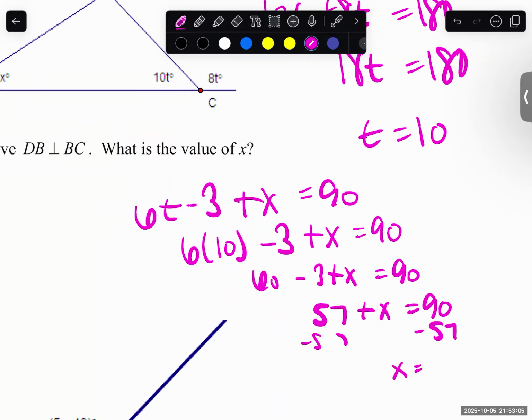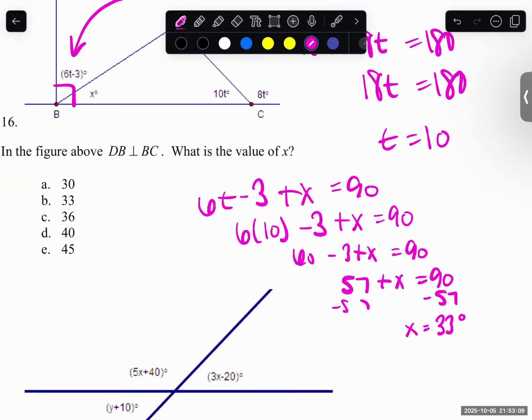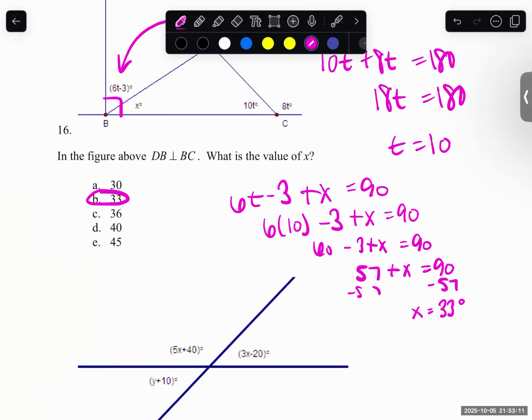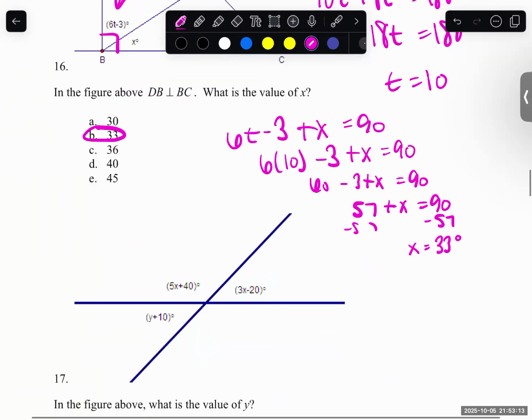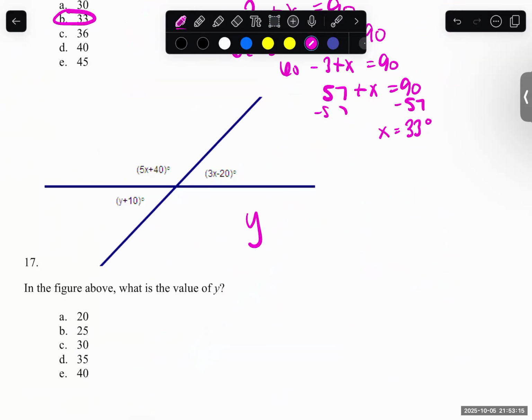Therefore, x is equal to 33 degrees. And there it is. Great. So now in this one, these are tricky because I'll see these vertical angles right here. y plus 10 equals 3x minus 20, but there's two variables there. However, there's another equation I can write.